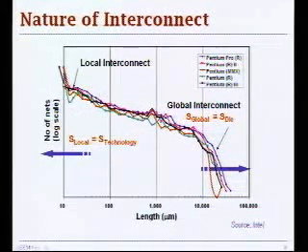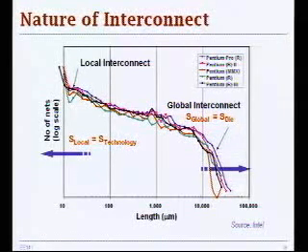You observe basically that most of your wires are really short, and that makes sense because you really want to connect primarily your transistors that are sitting next to each other, that are close to each other, and you have most of those wires because of the nature of integration.